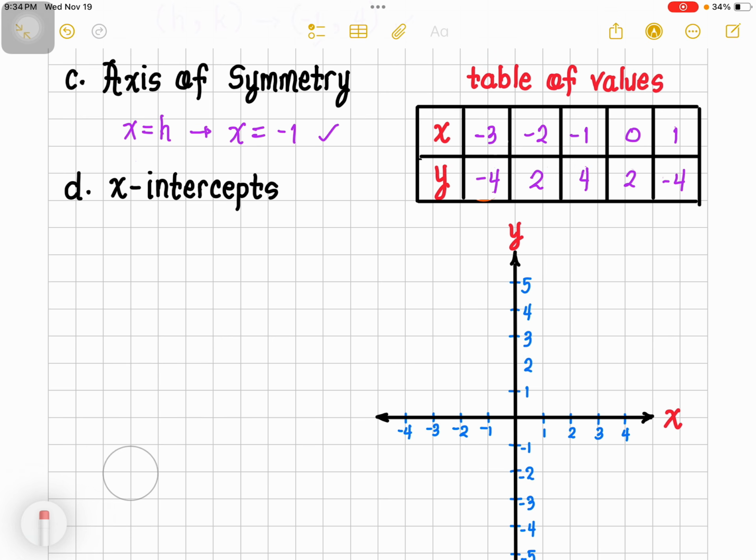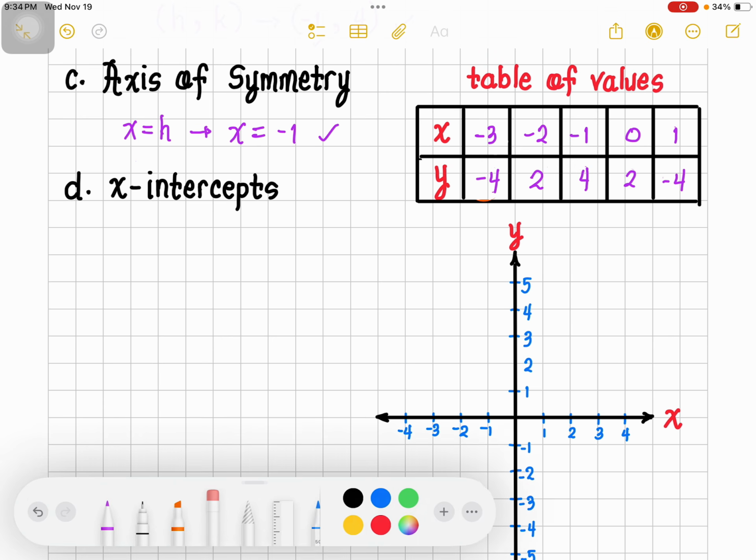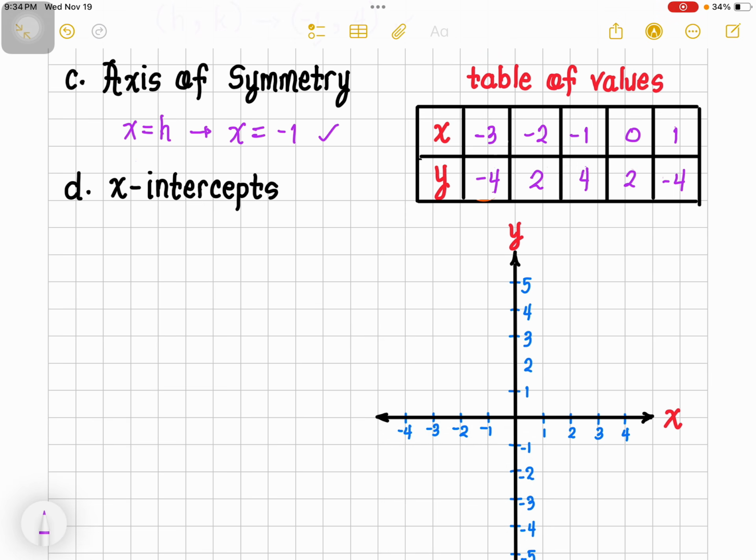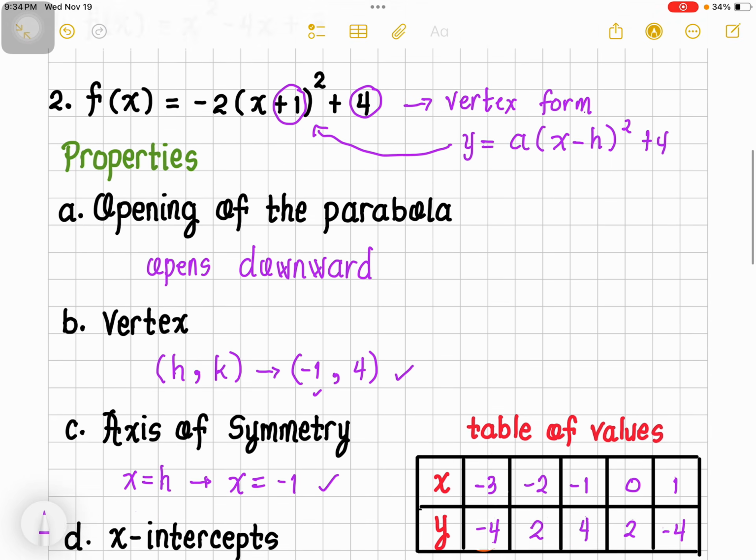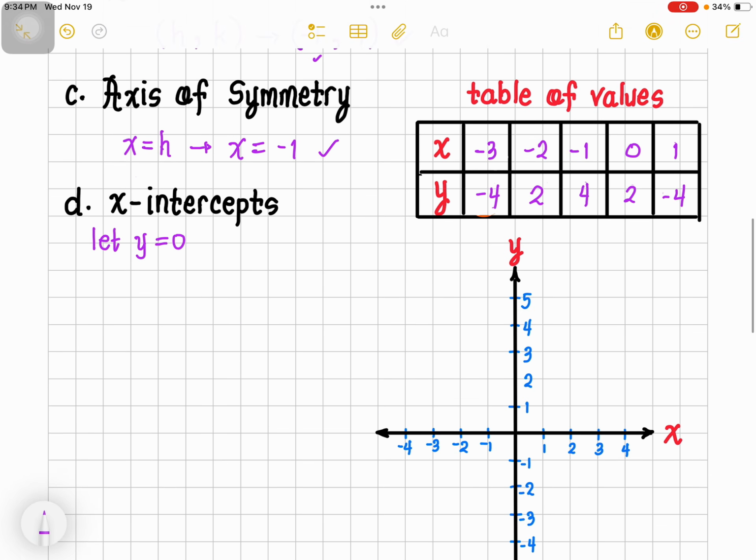You can verify na lang sa pag-solve ng ating y values. All you have to do is to plug in or substitute in the original function. So now, to solve for the x-intercepts, dito naman, let y be equal to 0. So, the original function, we can write f of x into y. So, y is equal to negative 2 times the quantity of x plus 1 close squared plus 4.